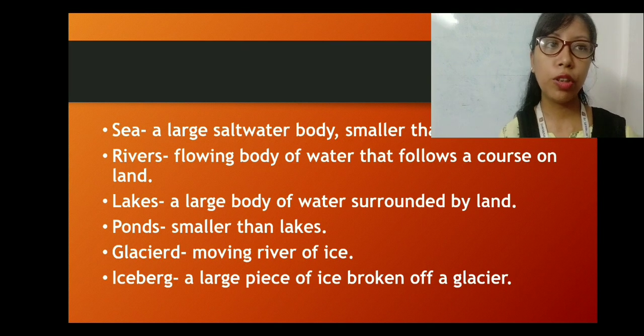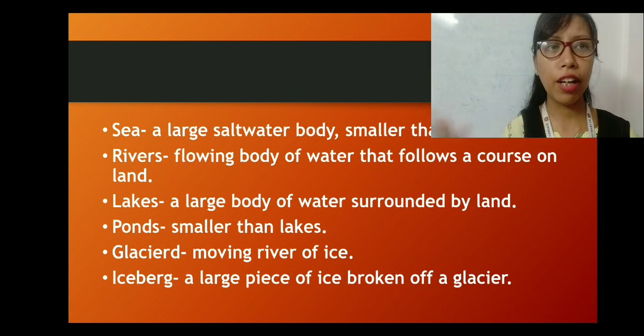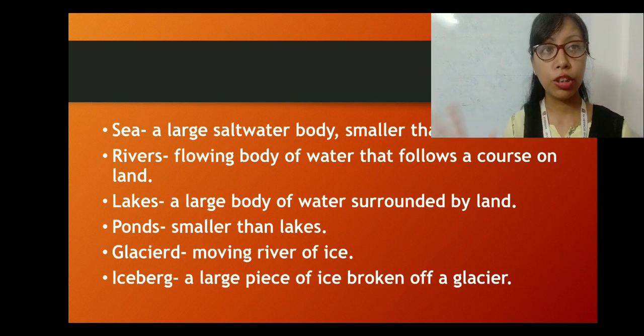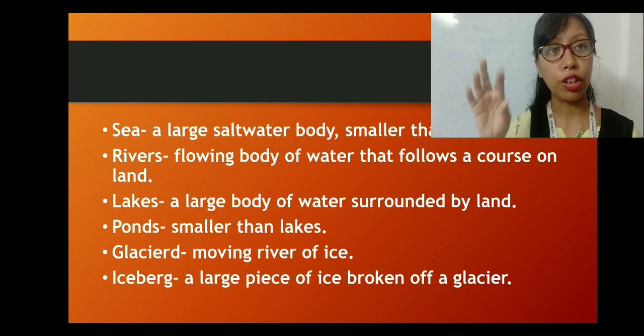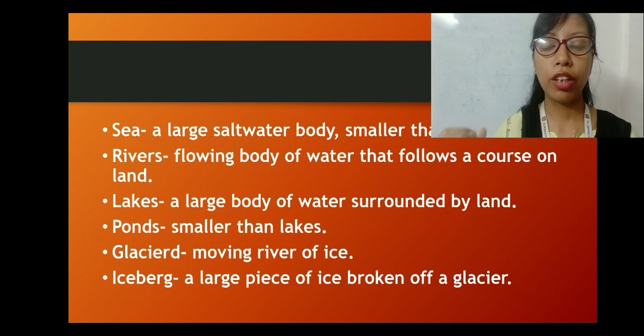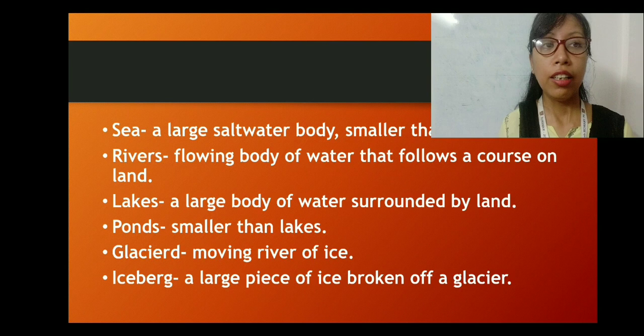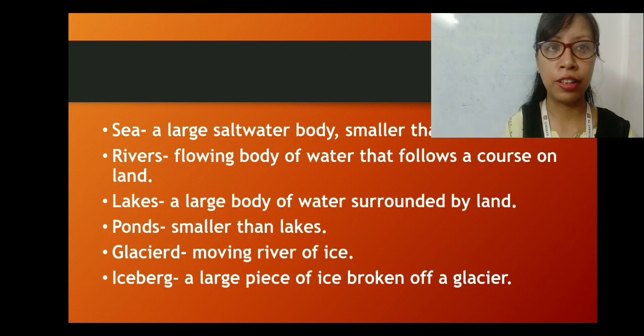Now let's come to the water bodies. In water bodies, the first one is sea. We have discussed the sea in the second chapter as well. Sea is a large salt water body which is smaller than the ocean. Seas and oceans, their water is actually salty. But if you look at the water of rivers, lakes, ponds, their water is not salty. Only seas and oceans are salty.